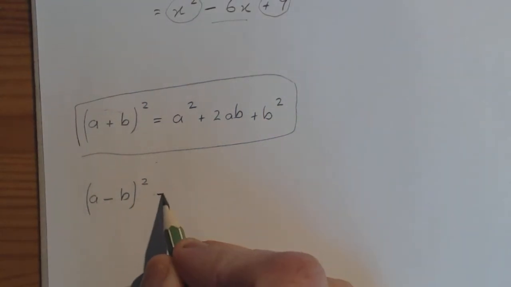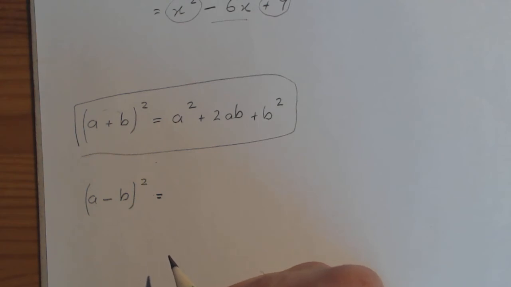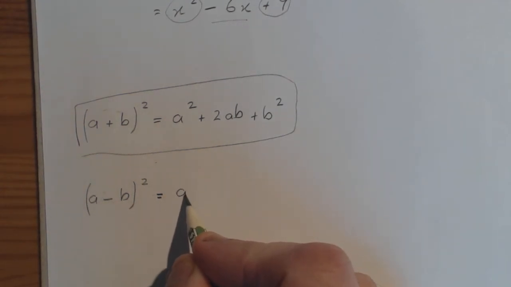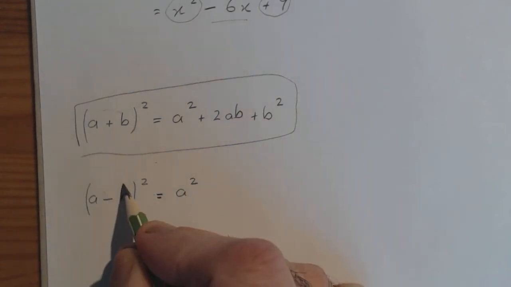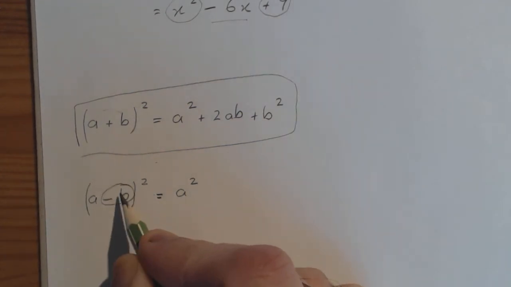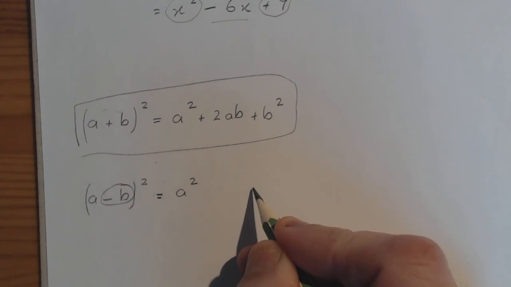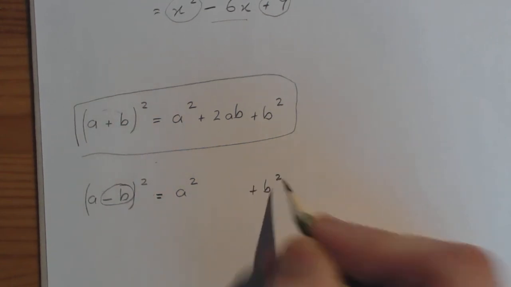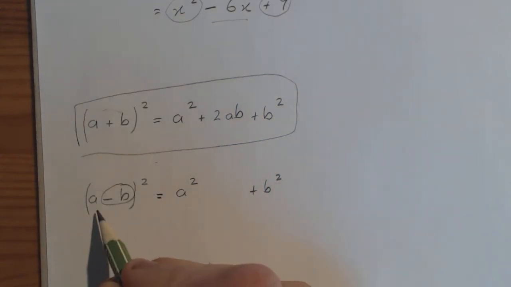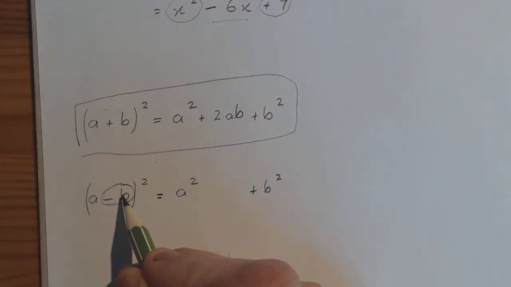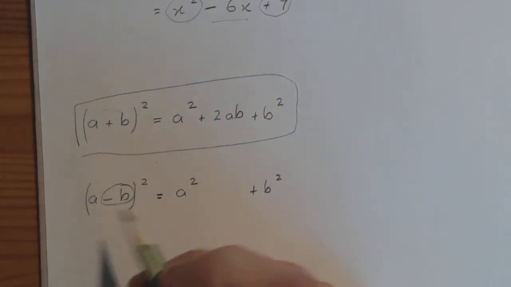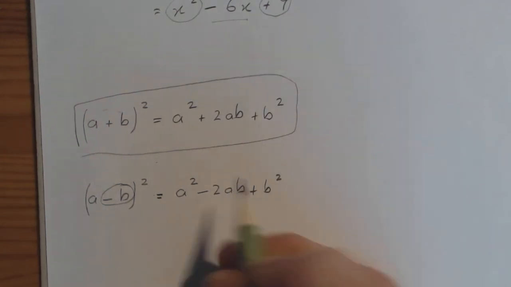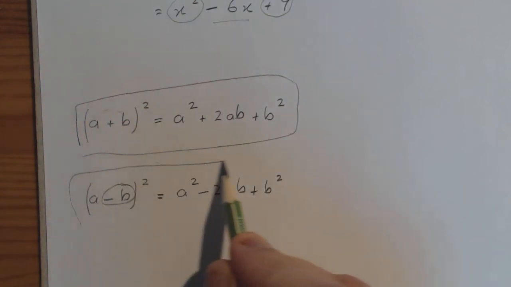Now let's do the same thing here to a minus b all squared. We square the first term, we get a squared. We square the last term here, the negative b times negative b gives plus b squared. And now we multiply the a times negative b and we get negative ab. Double it, we get negative 2ab. And this is the general form there as well.